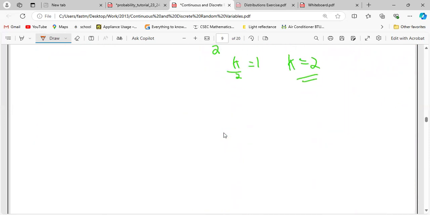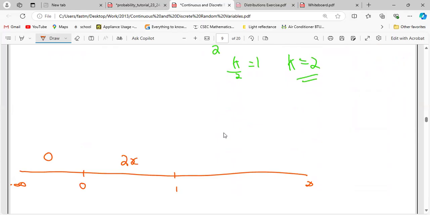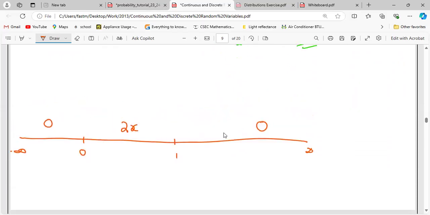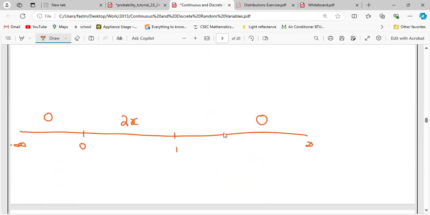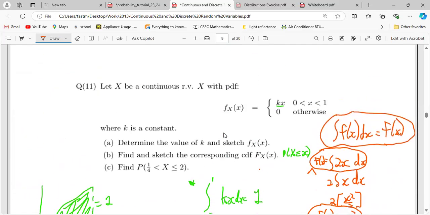So what I will do is put a line and do the method I'm comfortable with. So from minus infinity to 0, 0, and then from 0 to 1, it's 2x, and then from 1 to anything is basically 0. So I have that, and basically the set of ones is x has to be less than or equal to 2, but more than a quarter. Make sure that's what it said.